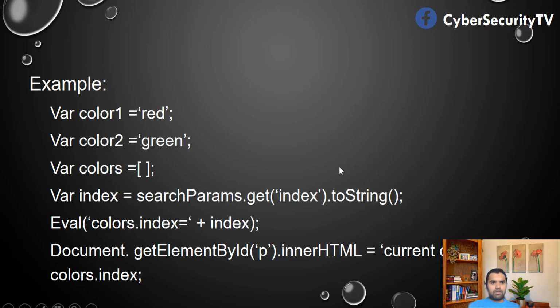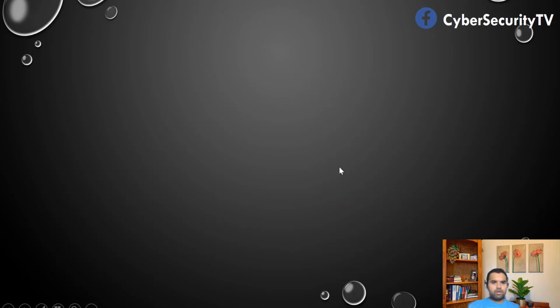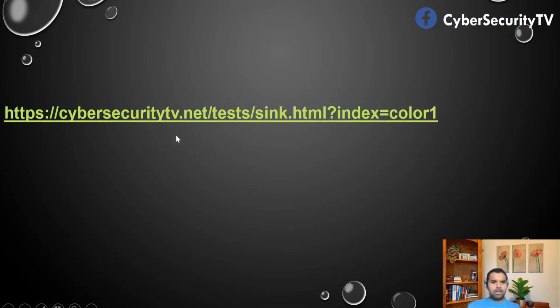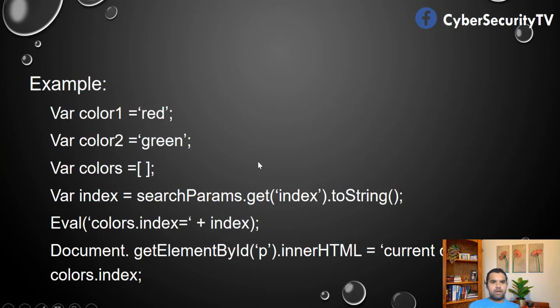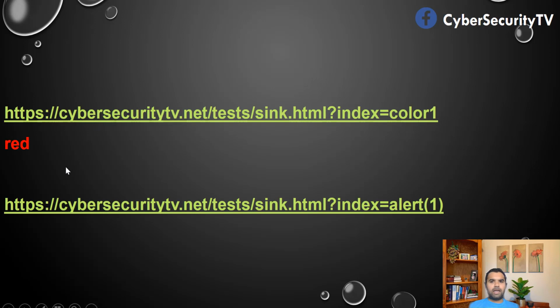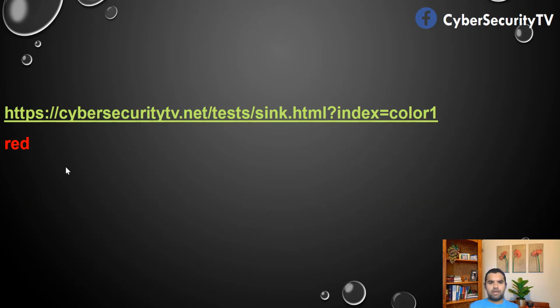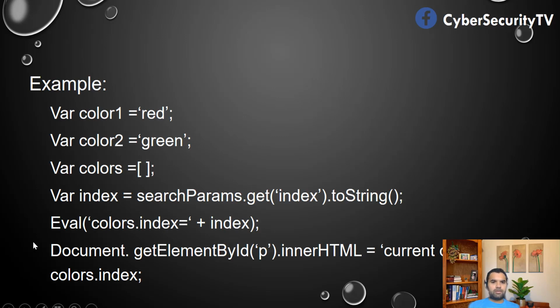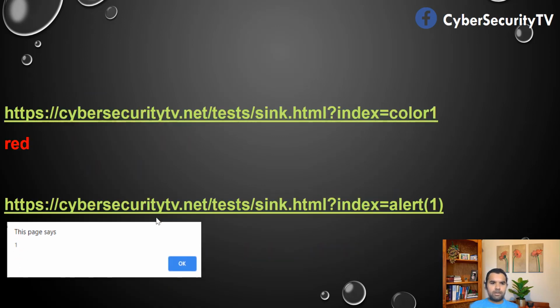Now, what should happen if there's a page where I have hosted this? Let's say we provide index equal to color1. Based on this code, color1 is red, so it should give you a result of red. Now, what if I provide alert(1)? Because it's going to be passed to the eval function, this index is going straight to eval, it's going to execute alert(1), and of course, I'm going to get a pop-up.